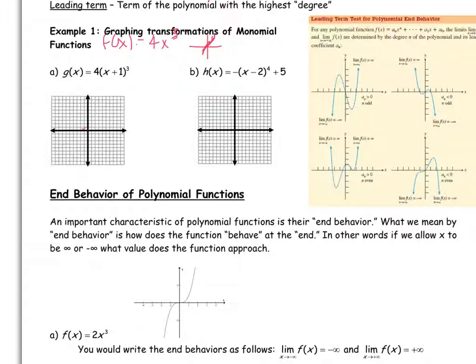One of the things I want to remind you about is how to find the y-intercept. At the y-intercept, my x is equal to 0. So if I evaluate g at 0, we should get 4 times (0 plus 1) cubed. Well, 0 plus 1 is 1, 1 cubed is 1, 1 times 4 is 4. So it crosses the y-axis up at 4.